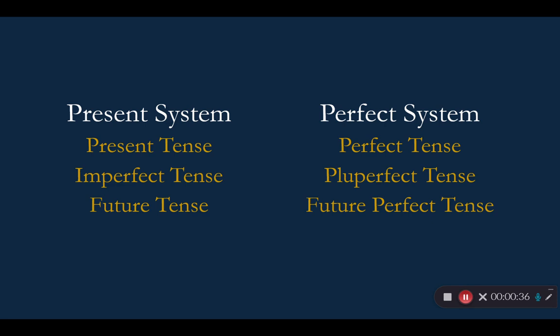In this video, we're talking about the perfect system. Remember, the perfect system consists of 3 tenses. This is really important. We have the perfect, whose full name is really the present perfect, but we usually just call it the perfect. The pluperfect is the second tense. The pluperfect will occasionally be called the past perfect. And then the third tense is the future perfect, which only has one name.